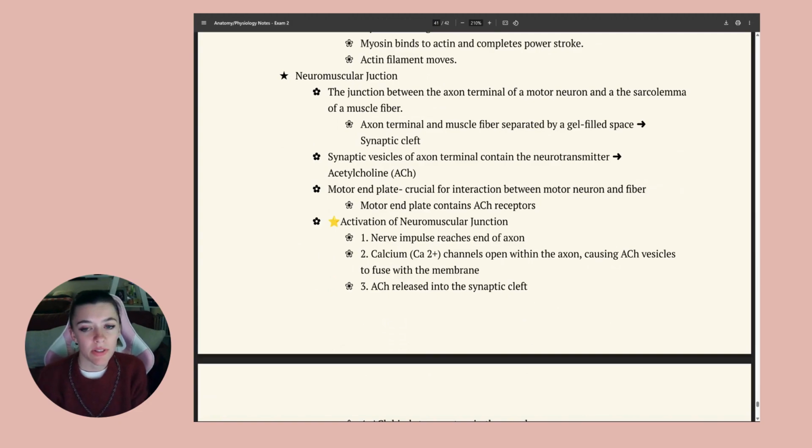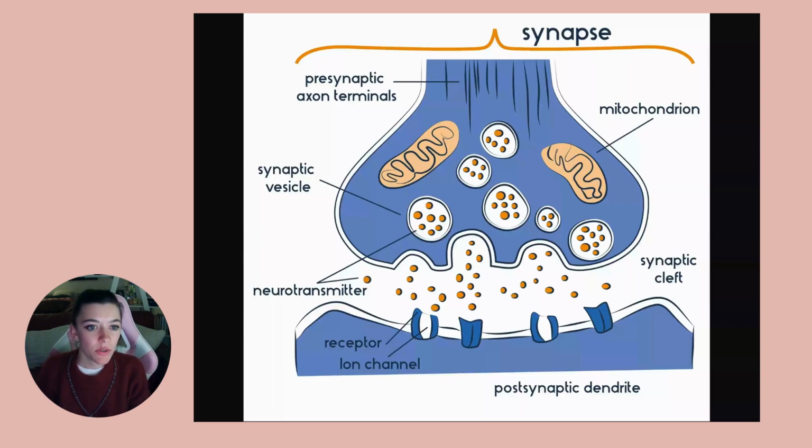All right, the neuromuscular junction. This is the junction between the axon terminal of a motor neuron and the sarcolemma of a muscle fiber. The axon terminal and muscle fiber are separated by a gel-filled space, the synaptic cleft. Synaptic vesicles of the axon terminal contain the neurotransmitter acetylcholine, ACH, and the motor end plate is crucial for interaction between the motor neuron and fiber. The motor end plate contains ACH receptors.